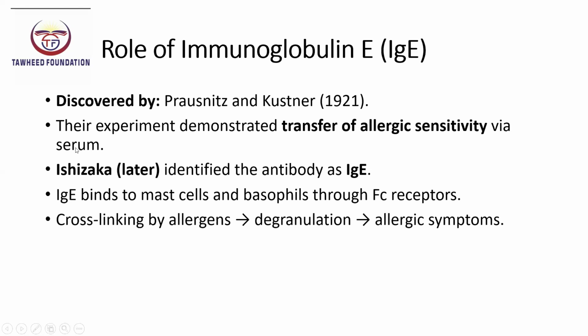Later, Ishizaka identified the antibody, which is IgE. IgE binds to mast cells and basophils via Fc receptors. When an allergen binds to the IgE on these cells, it triggers degranulation and the release of allergic mediators. This mechanism is central to all type 1 hypersensitivity reactions.